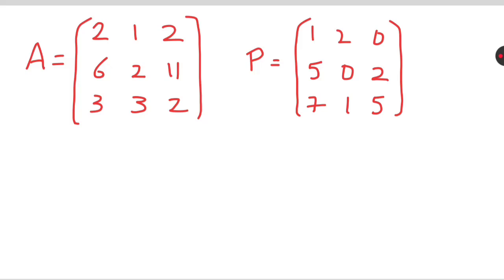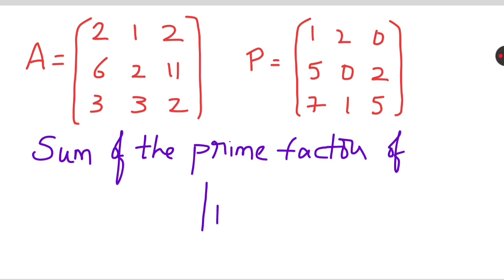Today's question is, let A equal a 3 by 3 matrix. That is, the first row is 2, 1, 2, the second row is 6, 2, 11, the third row is 3, 3, 2, and P is also a 3 by 3 matrix, whose first row is 1, 2, 0, second row is 5, 0, 2, third row is 7, 1, 5. The given question is, we need to find the sum of the prime factors of the determinant of P inverse A P minus 2I, that is equal to what?